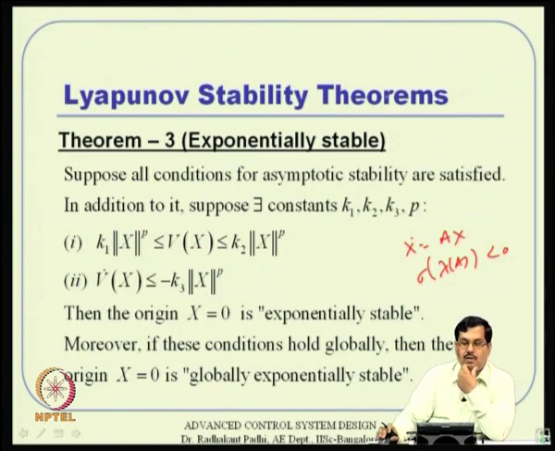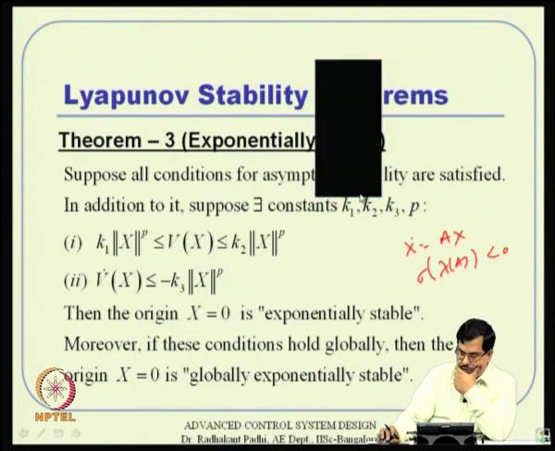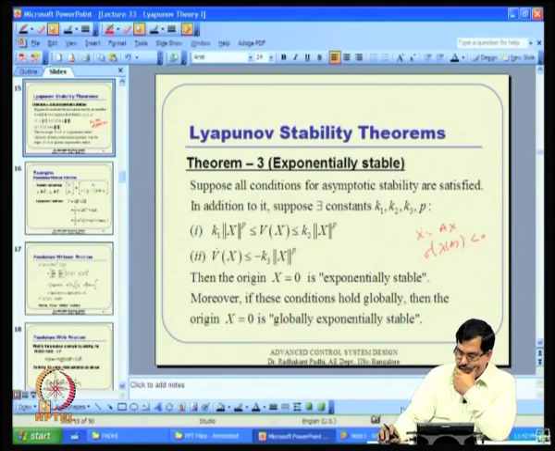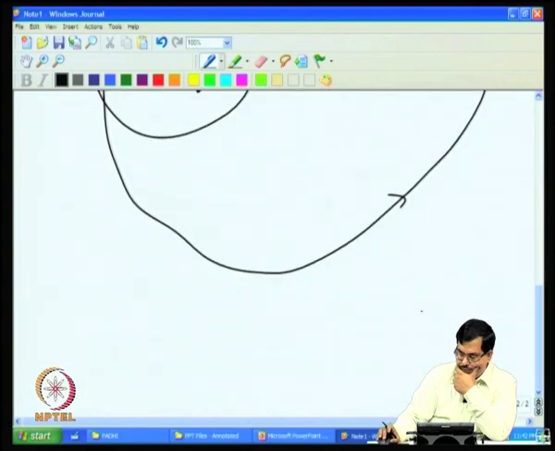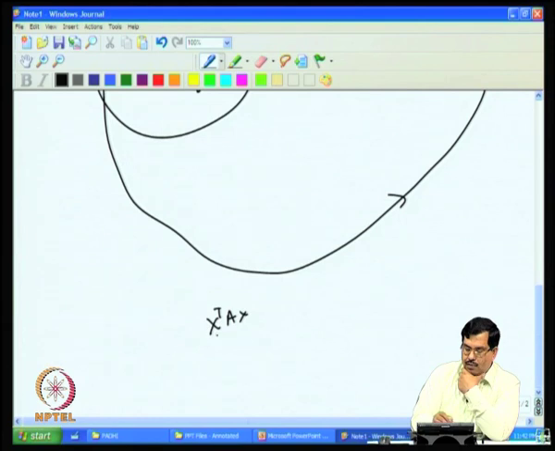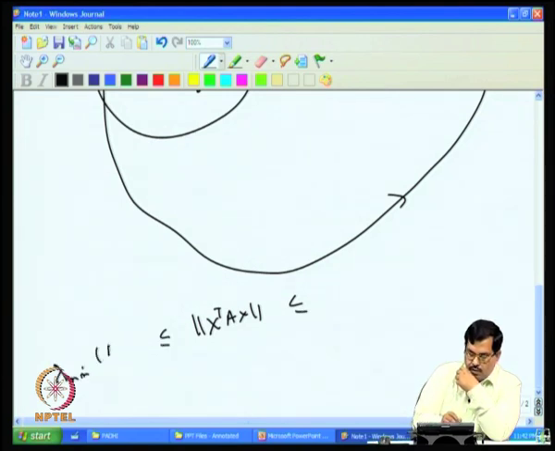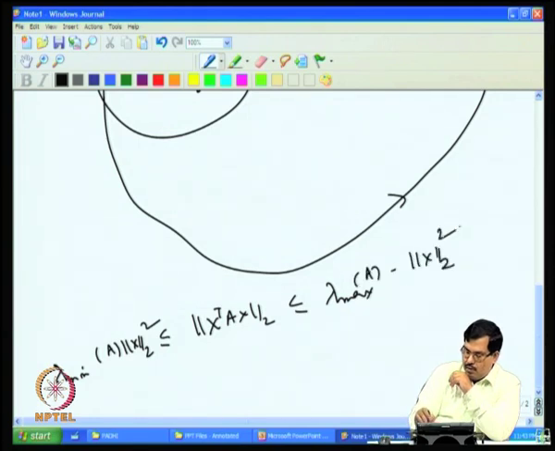That means, you have to satisfy a condition that tells you that this x transpose A x, the norm of that in the second norm especially, is bounded both above and below, using lambda minimum of A times norm of x squared, and lambda max of A times norm of x squared.